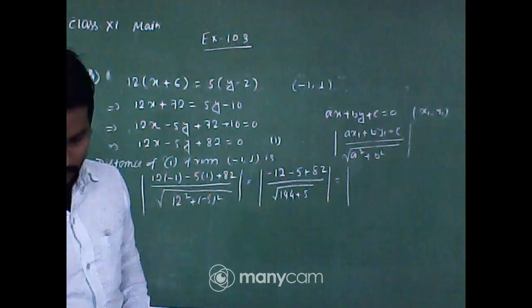Okay, so I have done the calculations. This is minus 12 minus 5 plus 82 divided by root over of 144 plus 25. Not 5, this is 25. Now if you do the calculations, the result will be 65 by root over of 169, that means root over of 169 means 13. That is 5 units. That means the distance of the line from the point minus 1, 1 is 5 units. Okay? So simple question.